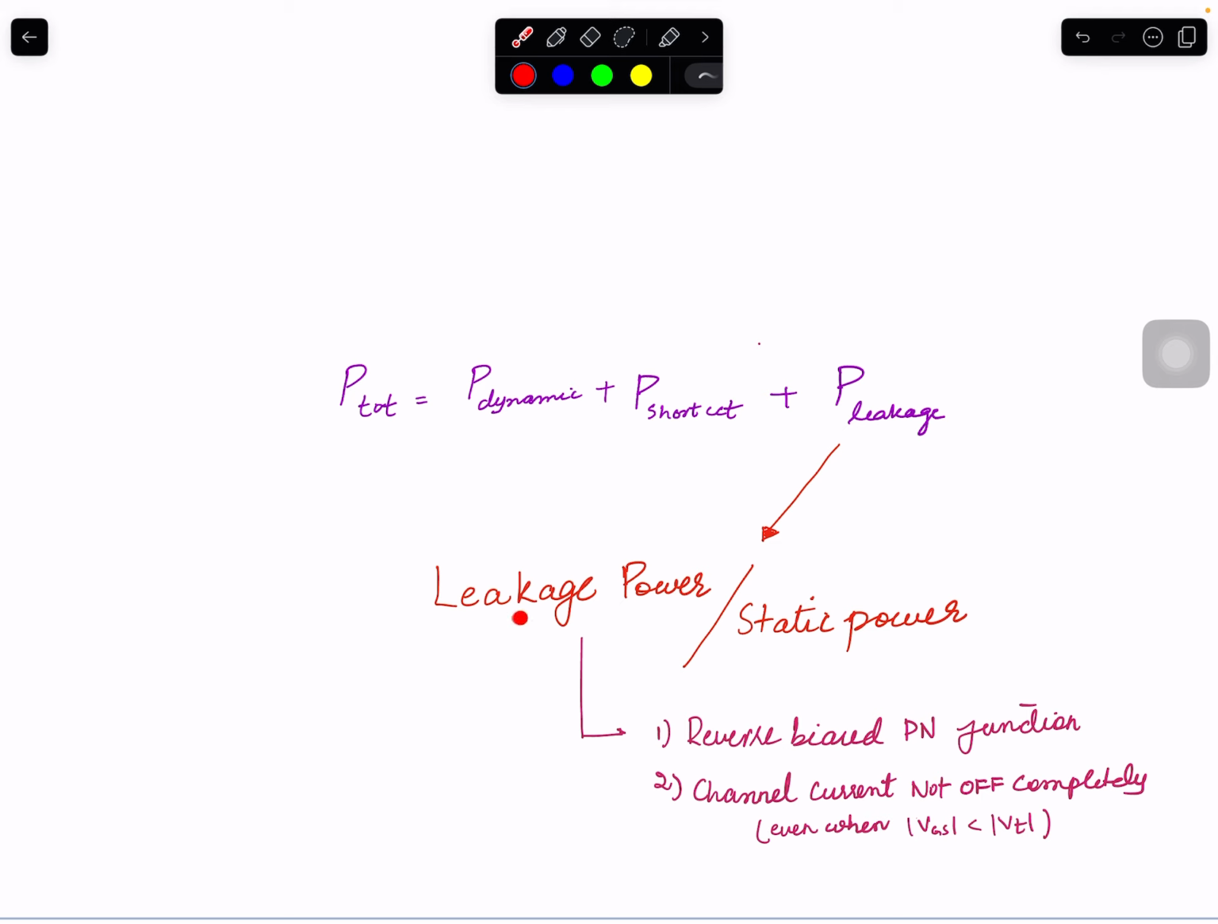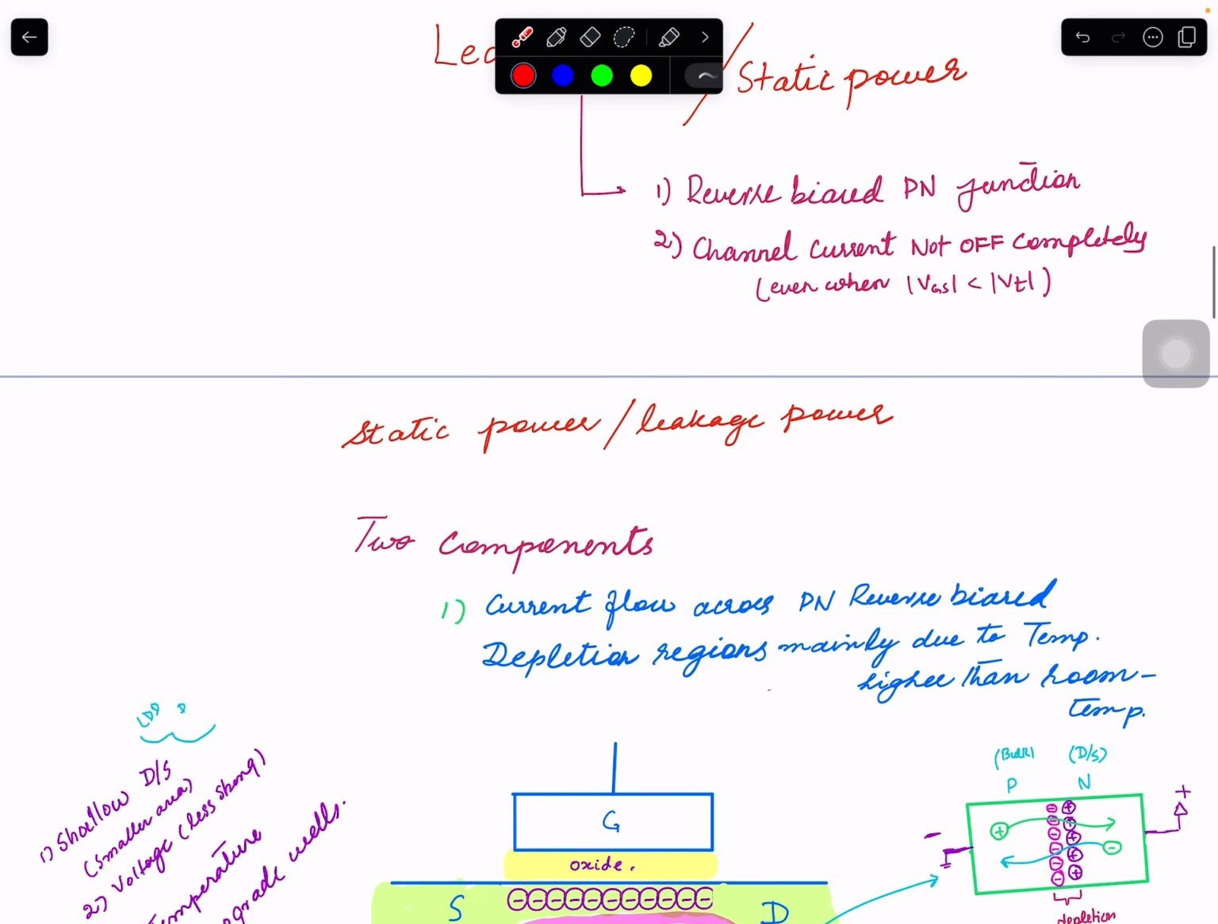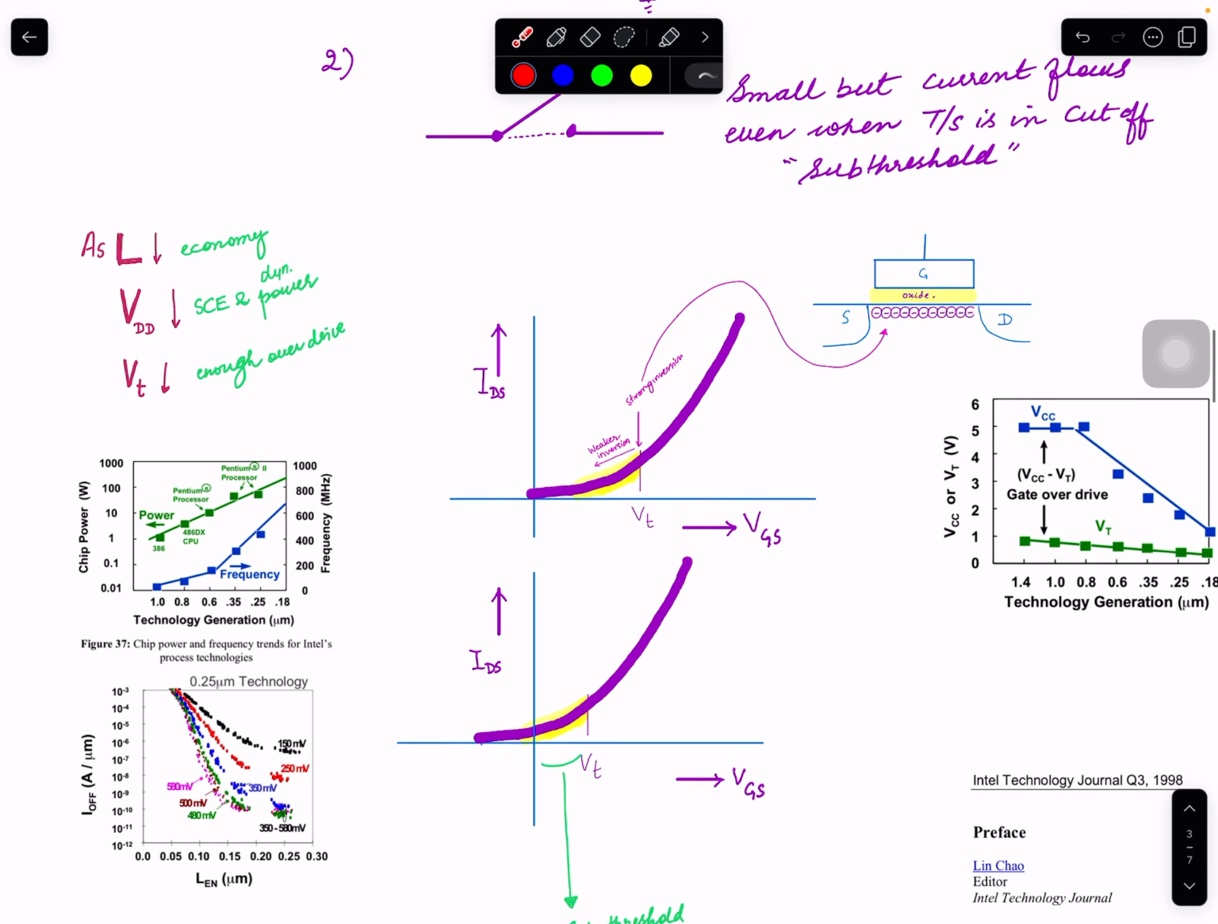So the second component of the leakage power. Leaking power means that when we don't want the device to consume power, there is still some current leaking, and some power is consumed and dissipated in the form of heat. This time it is the actual channel leaking when it's not supposed to have current. So let's look into that.